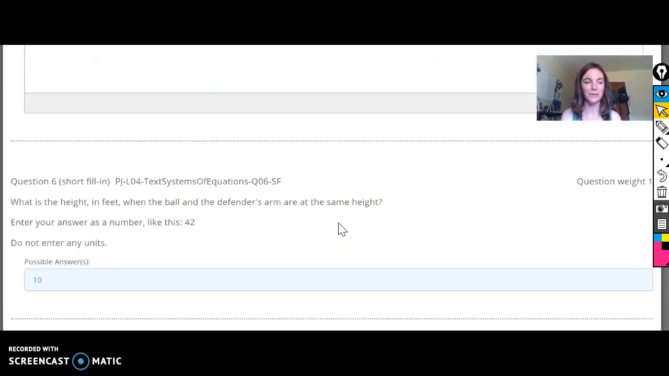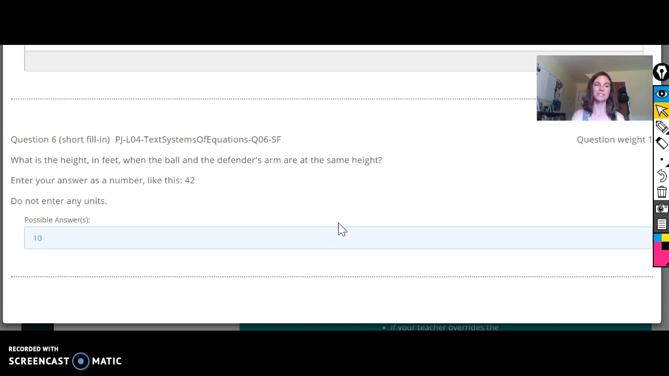Okay, let's keep going. Last question. So what is the height in feet when the ball and the defender's arm are at the same height? I think we've established that the only viable solution was at t equal 1 second, which gave us a height of 10. So that's the height that it works, that they work together.